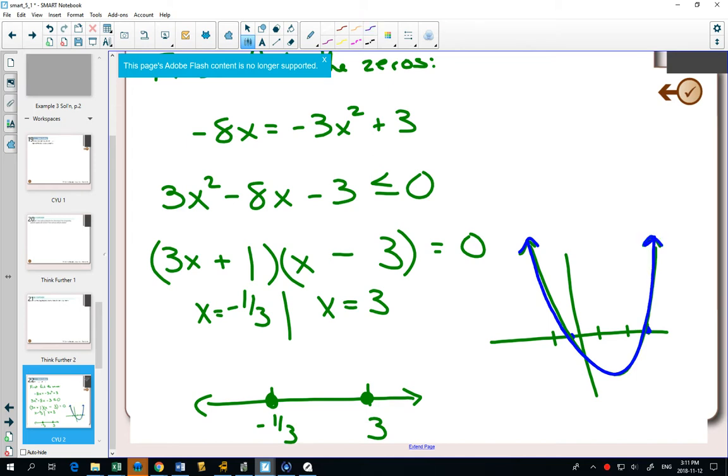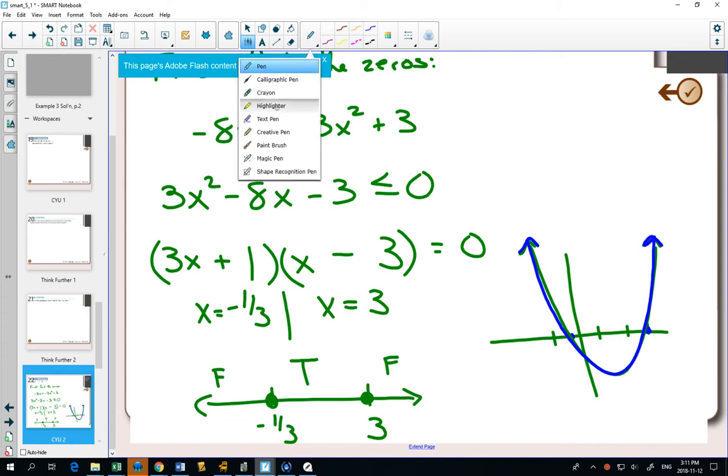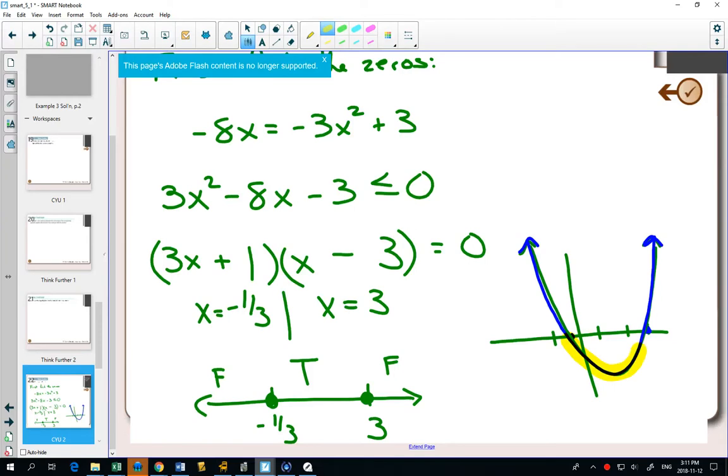What we're trying to find is which section is less than or equal to 0. So based on the parabola, you can say this section is true and these sections are false. Because on the parabola, this is the only part where the y values are less than 0, where they're below the x-axis.